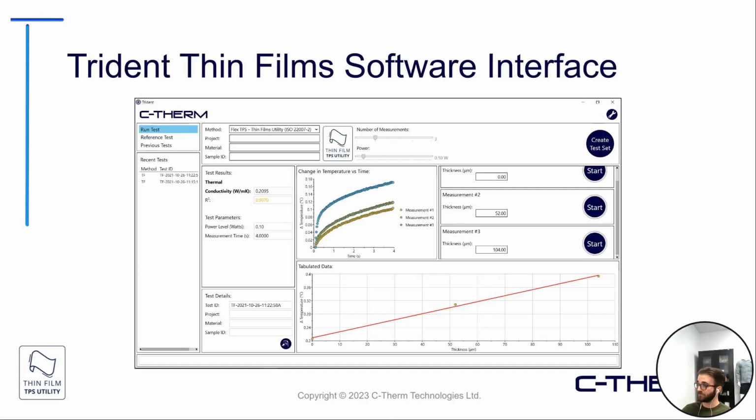What the Trident software will look like, I took a screen grab of a test that was run a little while ago, just to show you what that can look like here. You can see that you're getting these individual points measured at different thickness levels of the incorporated film, and then that line that's generated, the conductivity and all this data is automatically provided to you within the software package. So it makes it quite easy from that side of things.